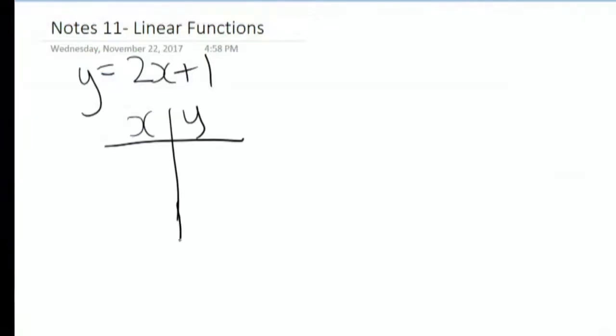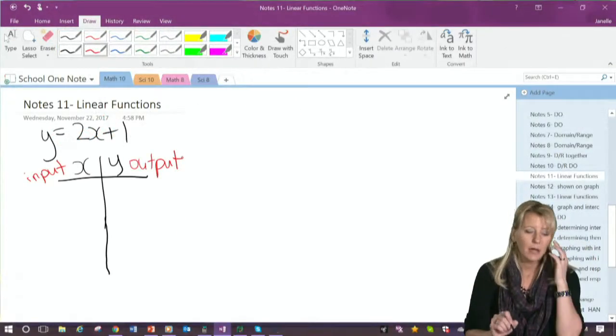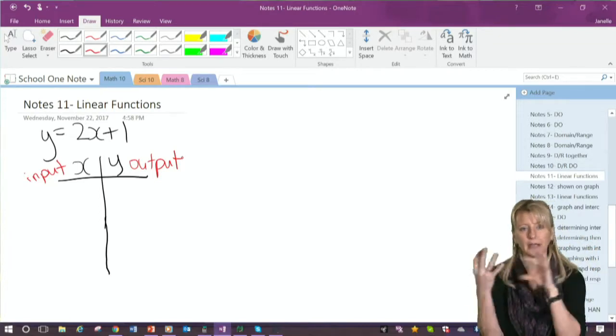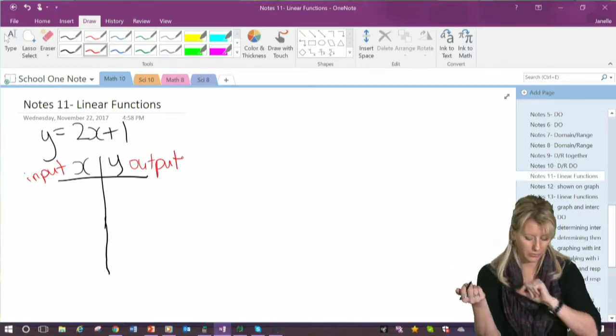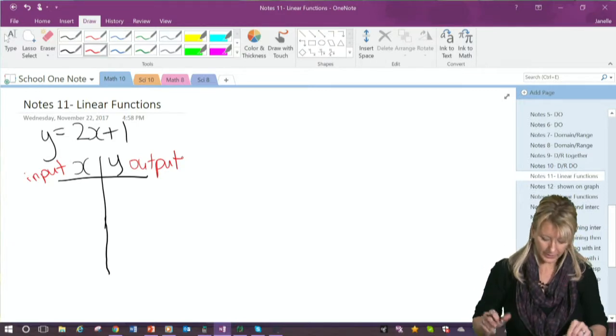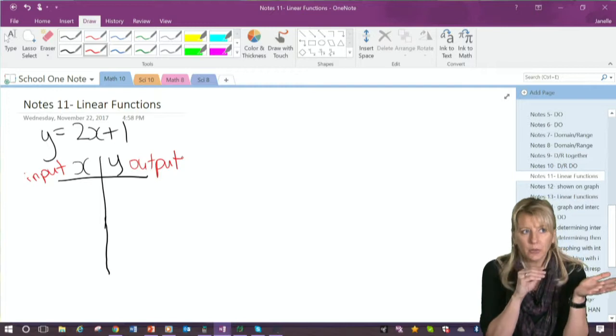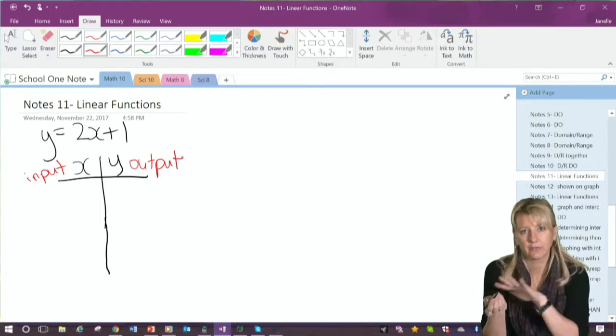What we're going to do is make a table of values, and I think a lot of you guys have seen this before. So input is always the x, and the output is always the y. Is it always an x and always a y? No, it could be an m, a p, a d, but it's always going to be the input is the number on the left side and the output is the letter variable on the other side. Okay, so what we're going to do is input numbers into this to try to find the output.